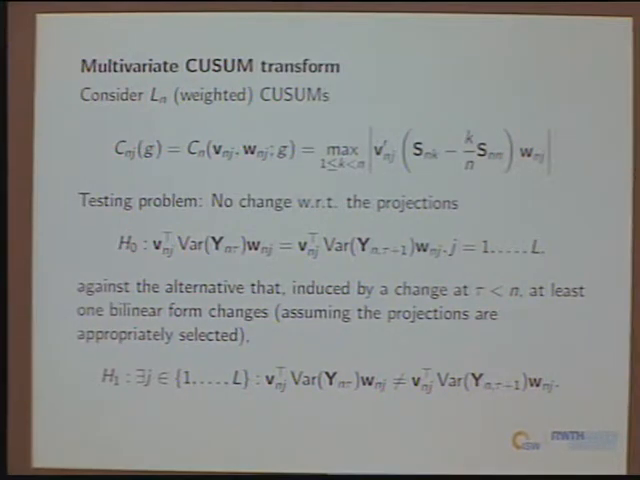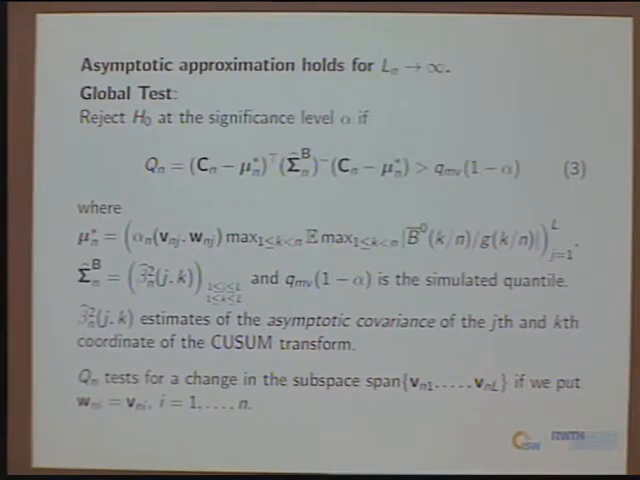In terms of a testing problem, this means that we want to test that we have no change with respect to these projections, against the alternative induced by a change point where the covariance matrices change, and assuming that the projections are appropriately selected, that there exists at least one bilinear form where a change is visible. The approximation, and I will show you the result later, allows for the case that L tends to infinity. So the number of projections is not necessarily fixed.